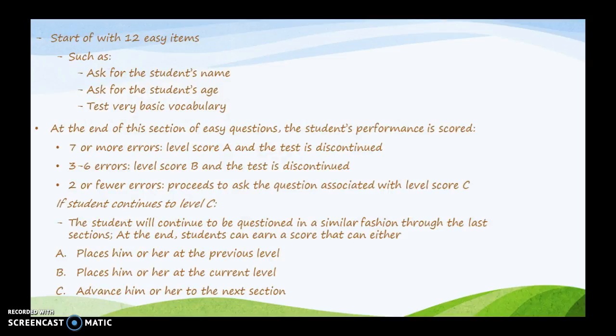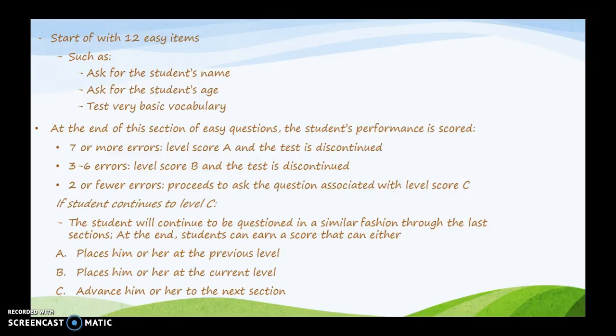So this test usually starts off with 12 easy items. The test trainer usually starts off by asking questions such as the student's name, the student's age, and some very basic vocabulary in the language that they're being tested on. So at the end of the section of the so-called easy questions, the student's performance is scored, and here it's scored on the amount of errors.